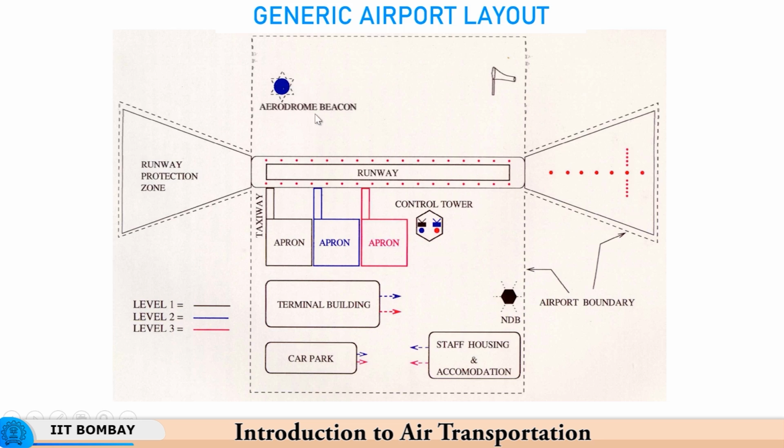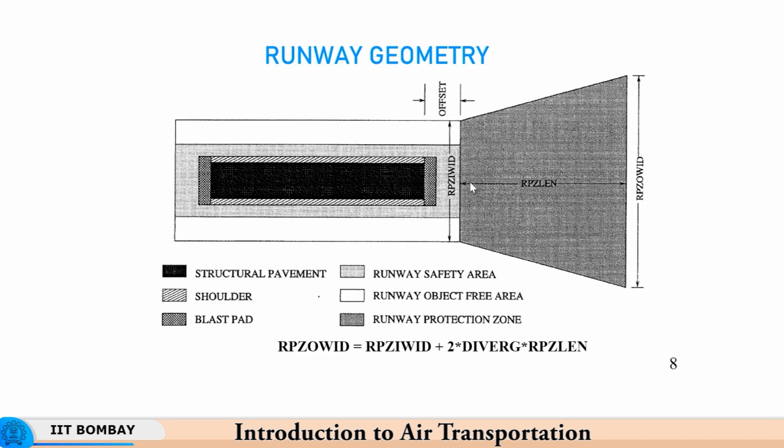This slide shows the geometry of the runway. So, you have the main runway pavement shown in the black color. This is also called a structural pavement. This is constructed as per some norms. Then you have shoulder on the sides. These are for protection against any injury because of the blast, etc. Because when the engine exhaust comes out at very high speeds, that jet exhaust can create a lot of problems. So, that is why we have this blast pad. And finally, the dimensions of the runway zone width can be obtained by a simple formula.